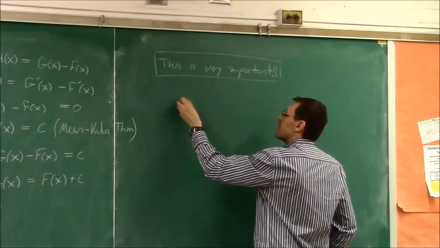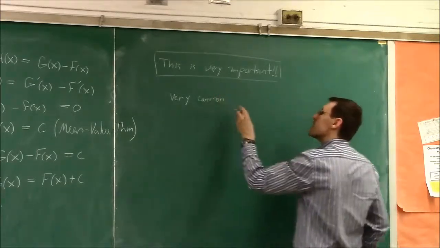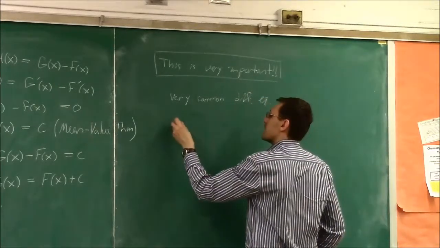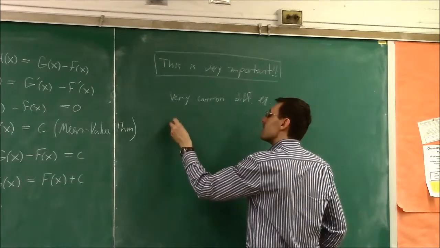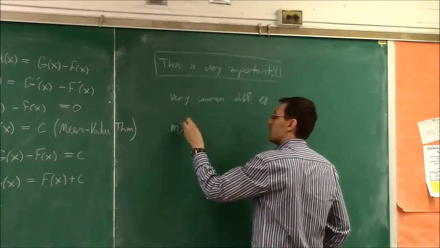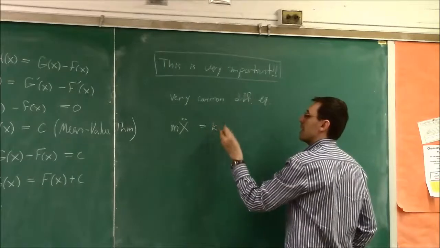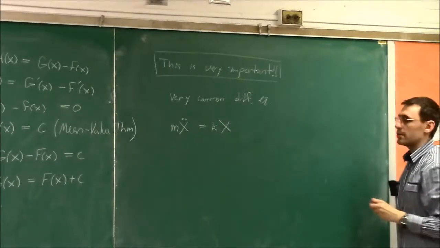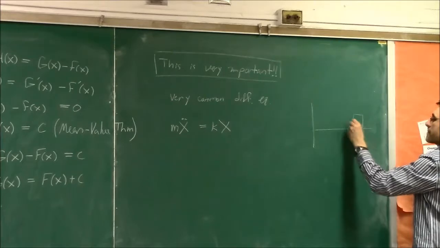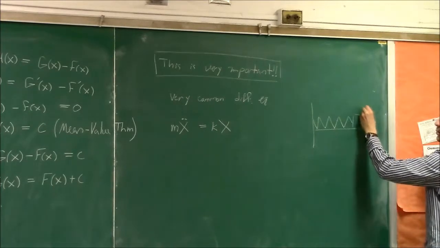Like for a very common equation, a differential equation, it looks like this. We have the mass of the object times the second derivative of some function is equal to k times the function. So what this describes is the motion of a spring. It describes just how the spring is going to move.